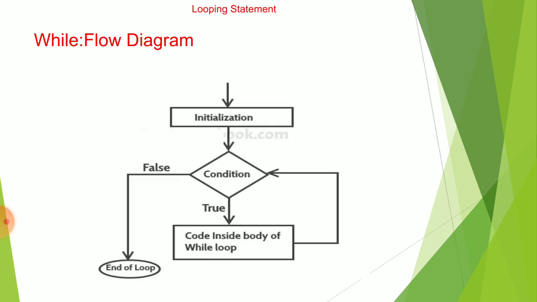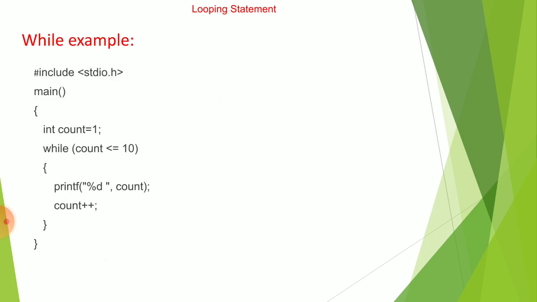It is a flow diagram for while loop. First one is initialization, then condition is checked. If condition is true, the while block is executed. Again, it goes to check the condition. When the condition is false, it comes out from the loop. It is an example for while loop.